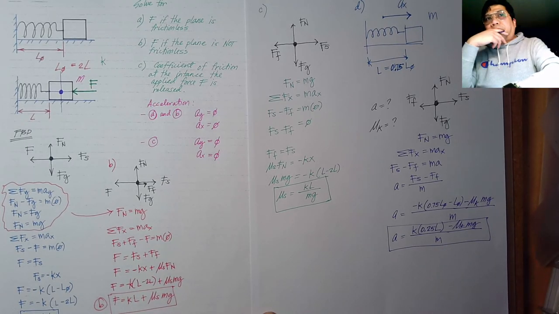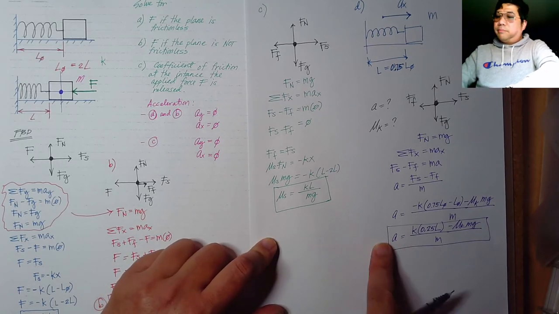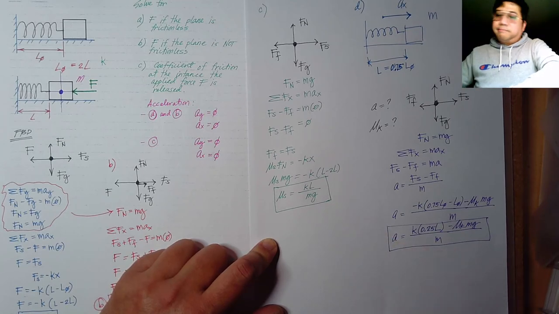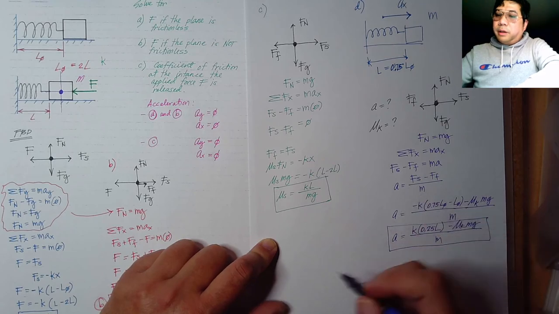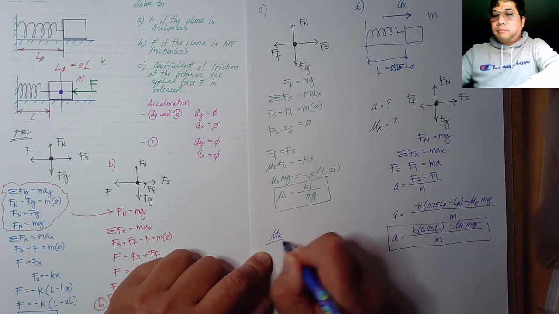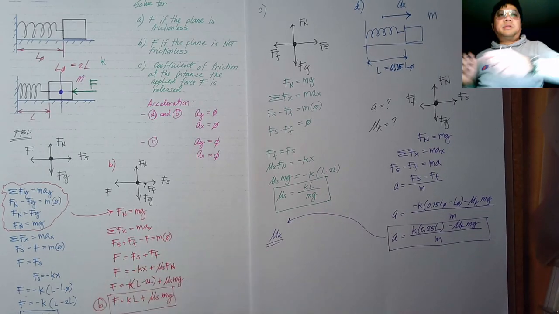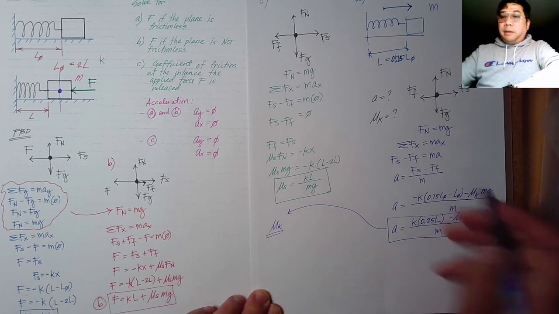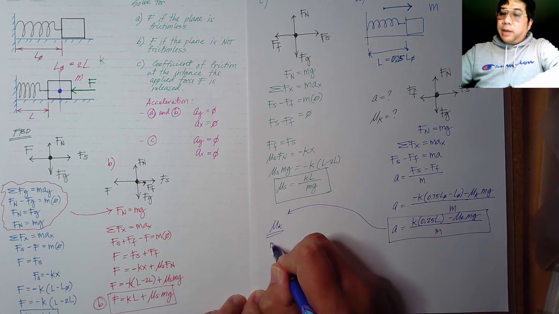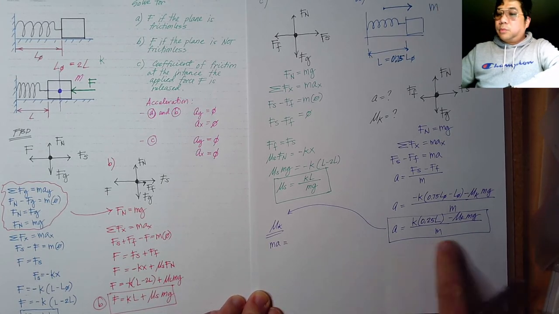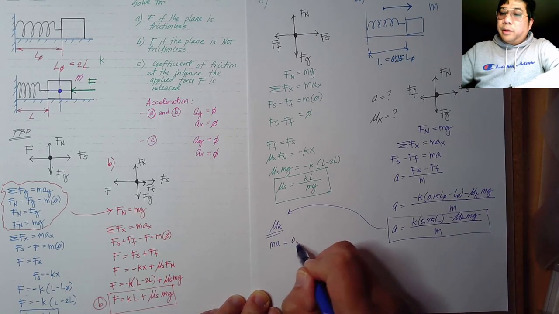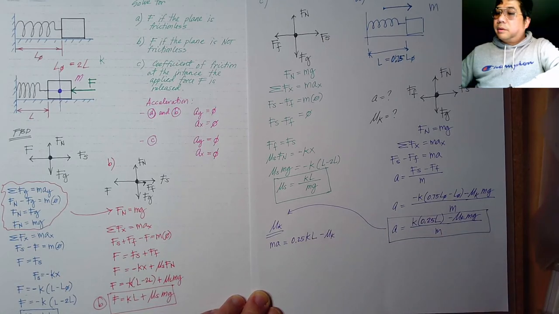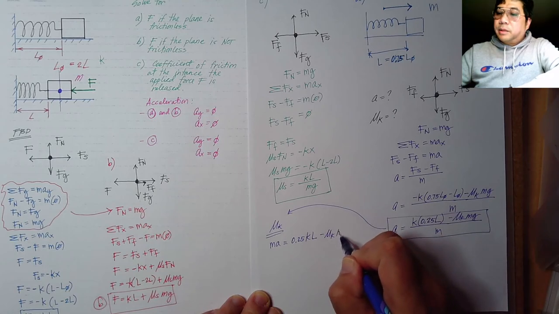Now, in case you want to solve for mu k, okay, using this one, to solve for mu k, let's use this space to write our solution. Now all we have to do is multiply m by a, so mass times a, so cross multiply. Now I have 0.25 kl minus mu k m times g.